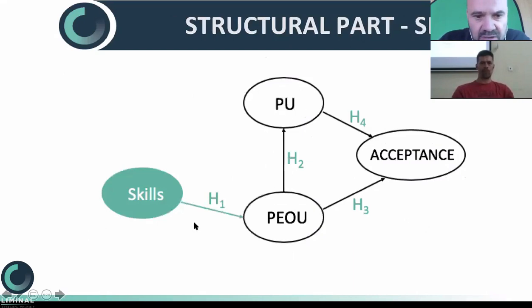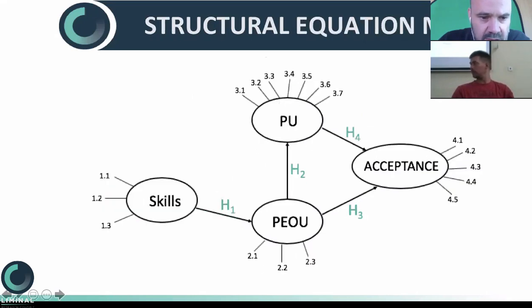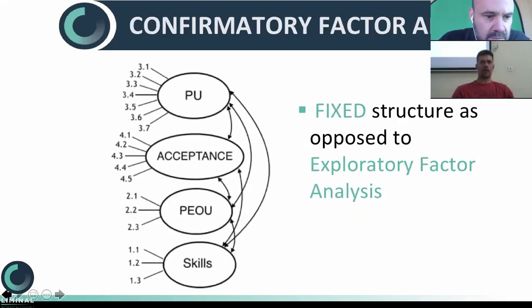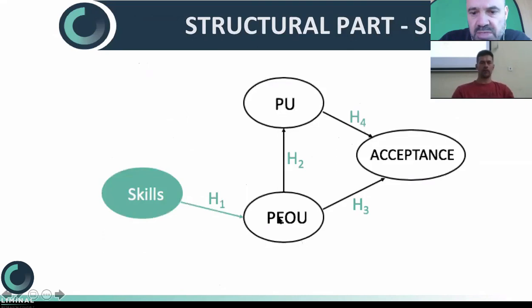So you see, this is the first hypothesis you want to see, skills. Oh, sorry. Skills influencing perceived ease of use, perceived usefulness influencing acceptance. So this whole thing is the structural equation model. You can fit this whole model and then see how well the model fits. Okay. Any questions? It kind of comes together now.